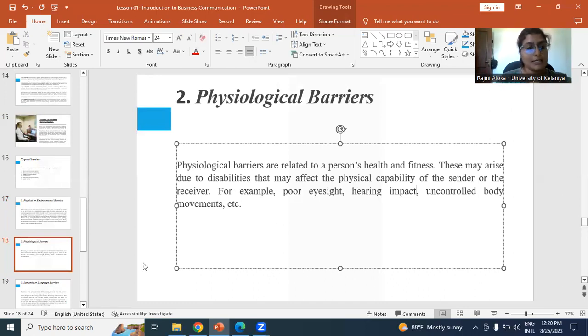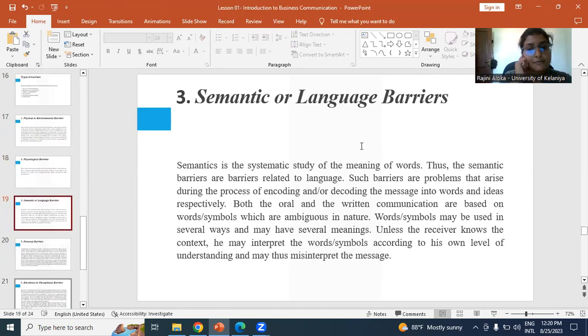Okay, so moving on, semantic or language barriers. Semantics is the systematic study of meaning of words. Thus, the semantic barriers are barriers related to language. Such barriers are problems that arise during the process of encoding or decoding the message into words and ideas respectively. Both oral and written communication are based on word symbols which are ambiguous in nature. Words or symbols may be used in several ways and may have several meanings. Unless the receiver knows the context, he may interpret the words or symbols according to his own level of understanding and may thus misinterpret the message.